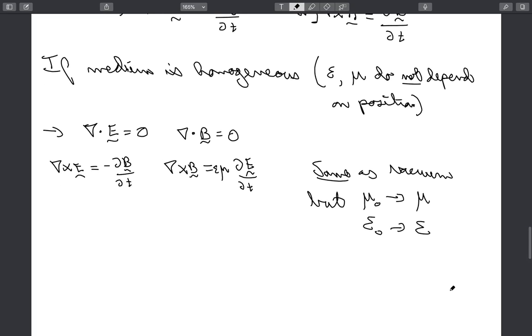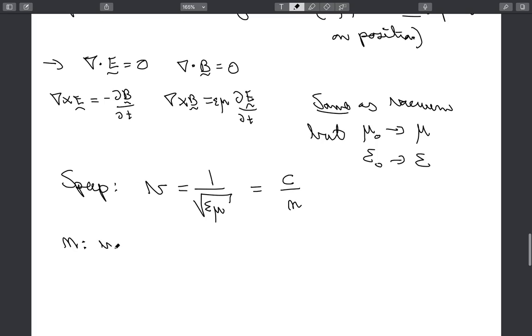So we can just transport the solutions that we've just seen for vacuum for the case of matter, provided we make these substitutions here. That means in particular that the speed of propagation, so the velocity of our waves, is going to be different from the speed of light in vacuum. So this is still going to be 1 over the square root of epsilon mu, but it's going to be different now from the vacuum value. And we're going to quantify this difference by an index where this n is called the index of refraction.